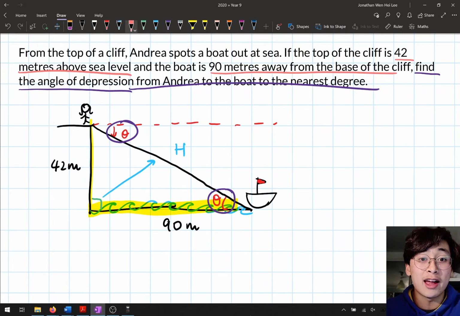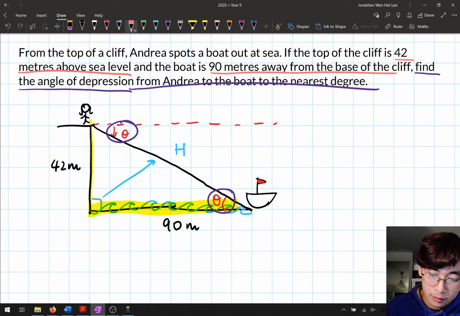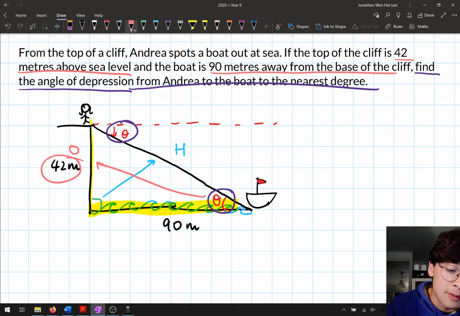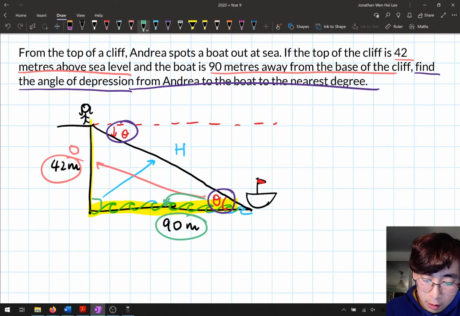Then I go to my angle. Now in my diagram, my angle is this theta here. I don't know what this angle is. It's an unknown angle. So I'm going to go across from theta, and that side is my O side. So my 42 meters is my opposite side. What I'm left with is my 90 meters, which is at the bottom here, which is my adjacent side. O and A, which is similar to the previous question, I'm going to use tan.